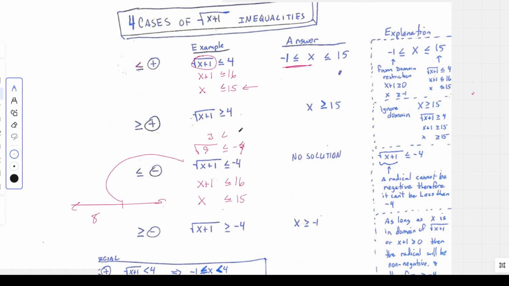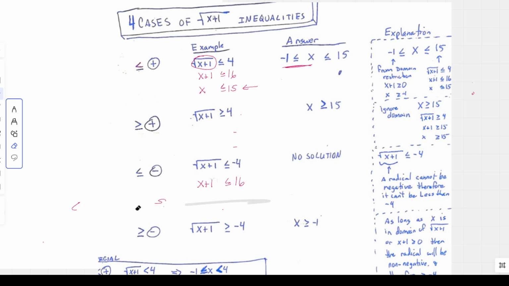3 is less than -4. So don't fall into that trap. Yeah, if you solve it algebraically, it'll seem like you get an answer, but it'll be wrong.